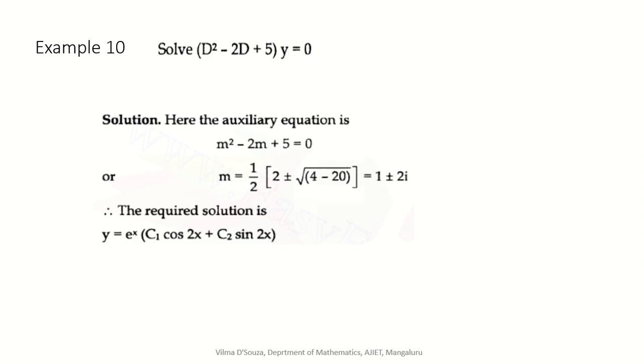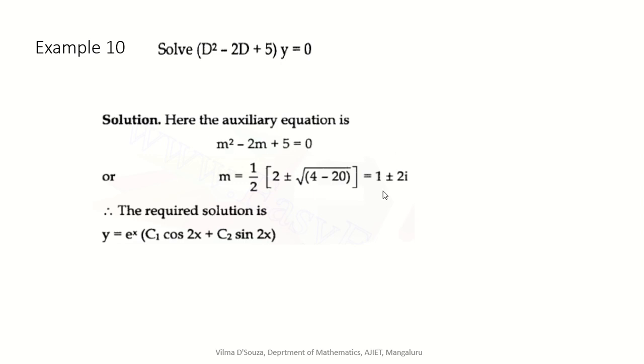Next is also one with complex roots that I have considered. Solve D square minus 2D plus 5 of y is equal to 0. What is the auxiliary equation? Auxiliary equation is very simple. M square minus 2m plus 5 equal to 0.